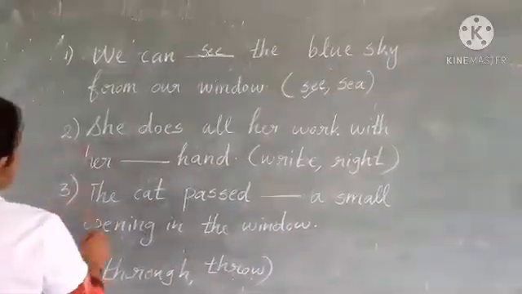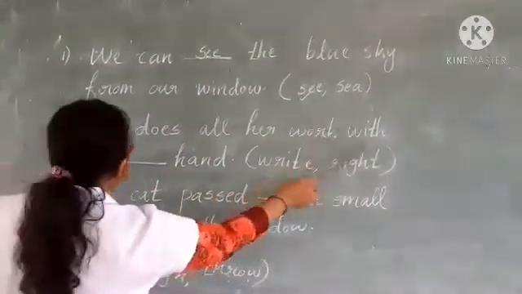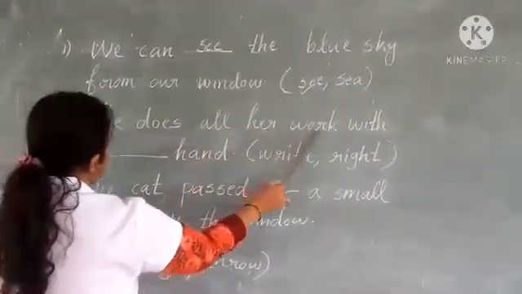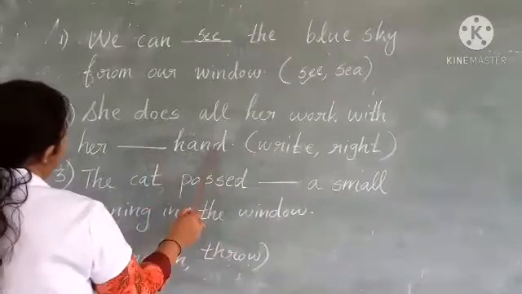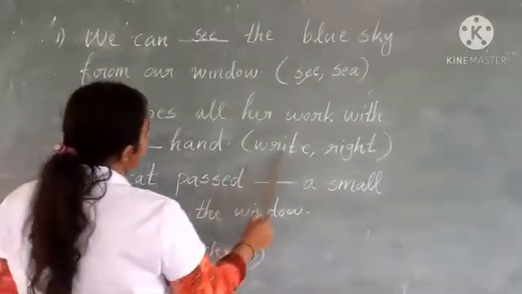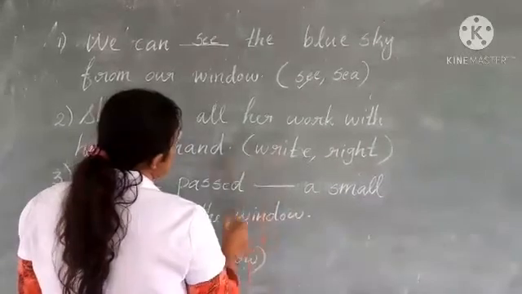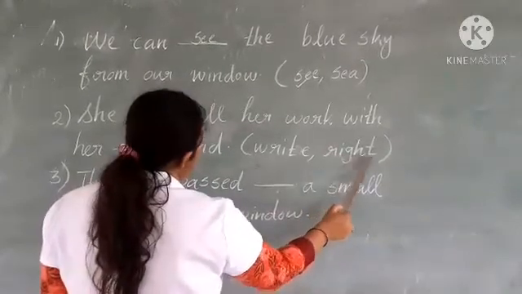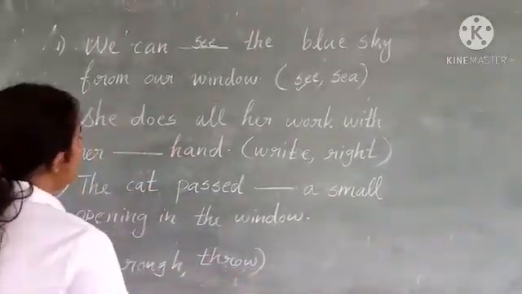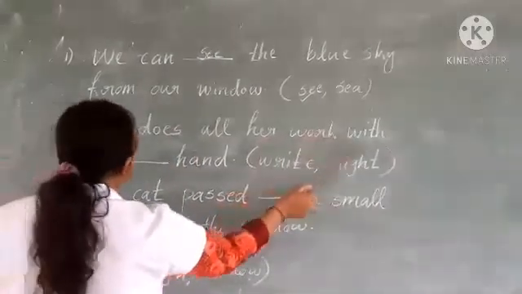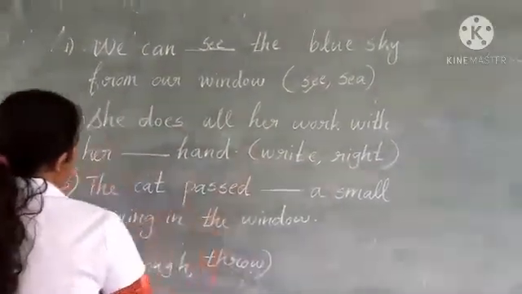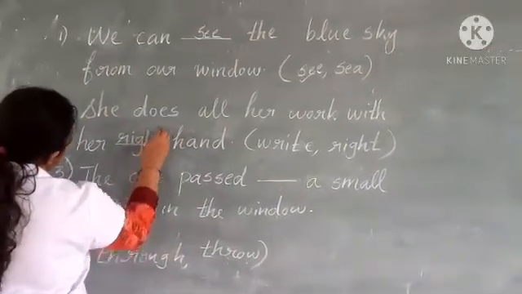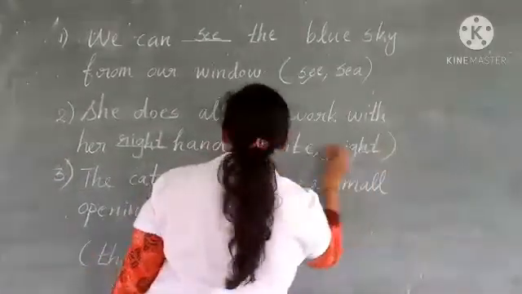And look at the second one. She does all her work with her dash hand. In the bracket they are given the words write, right. The first, spelling W-R-I-T-E, write. The second one, R-I-G-H-T, right. So which is the correct word? She does all her work with her right hand. R-I-G-H-T, that is the right answer.